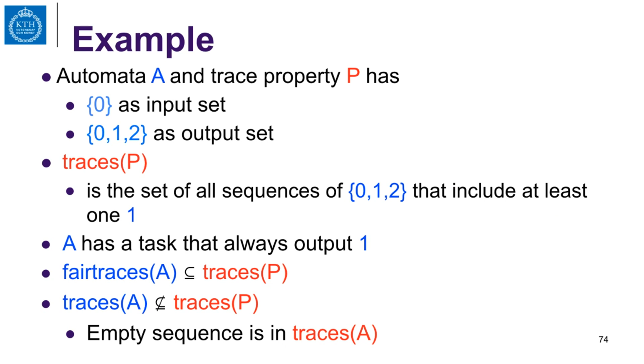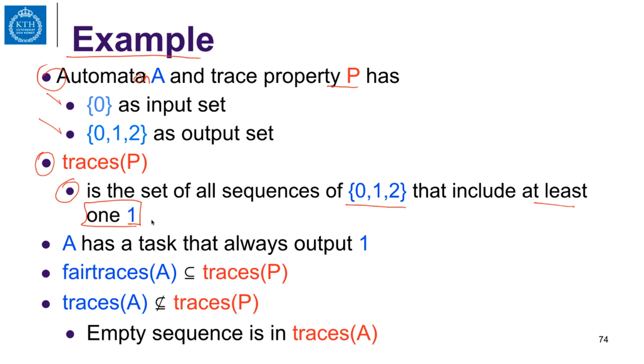Let us now look at an example to see what it means for an automaton to satisfy a problem specification. So the automaton A and the trace property P have the same signature. This is a set of input actions, and this is a set of output actions. Now, the problem P has the following traces: the set of all sequences of 0, 1, and 2 that include at least one 1.